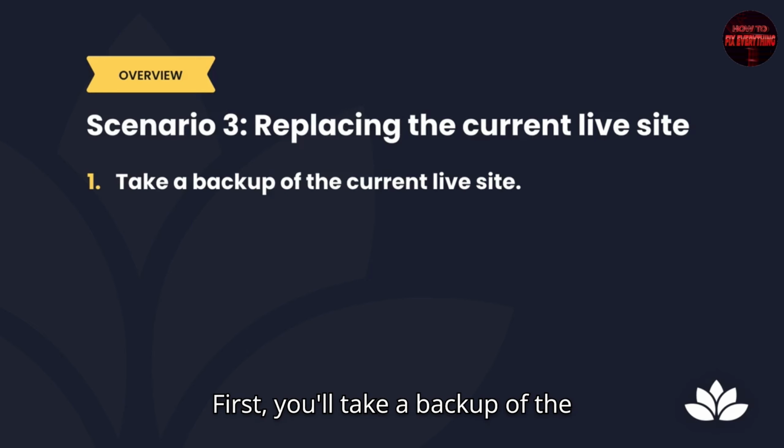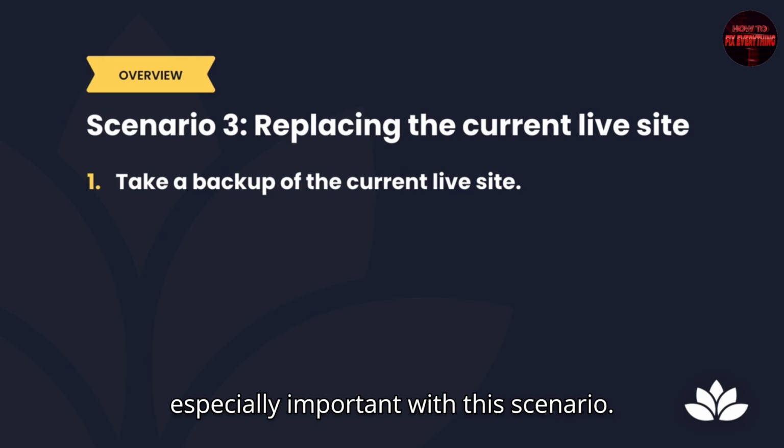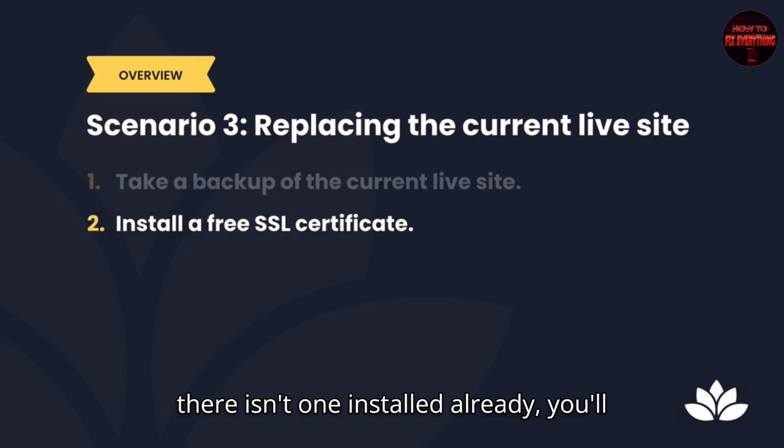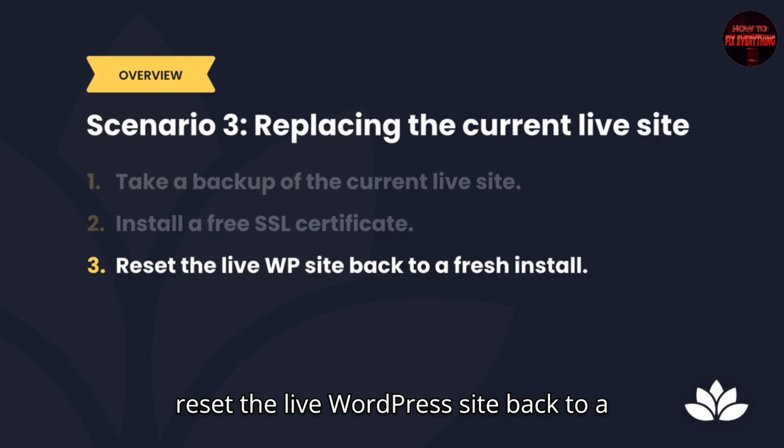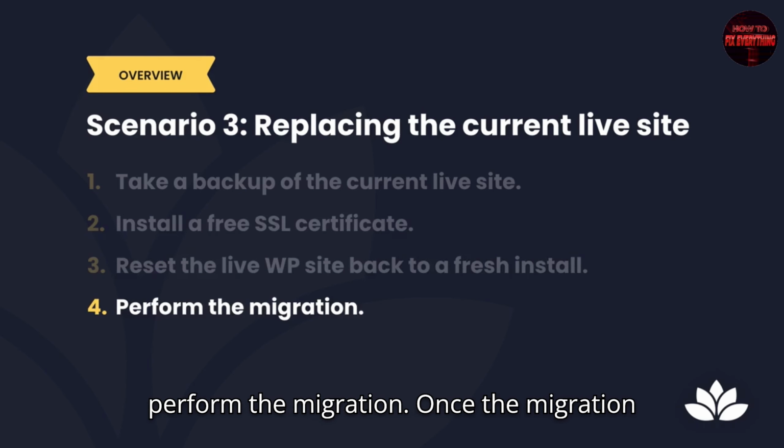First, you'll take a backup of the current live site. I mentioned that in the pre-migration instructions, but it's especially important with this scenario. Then install free SSL certificate if there isn't one installed already. You'll reset the live WordPress site back to a completely fresh install and then perform the migration.